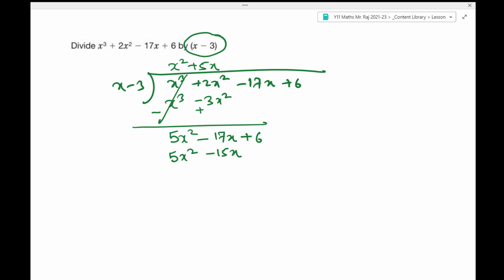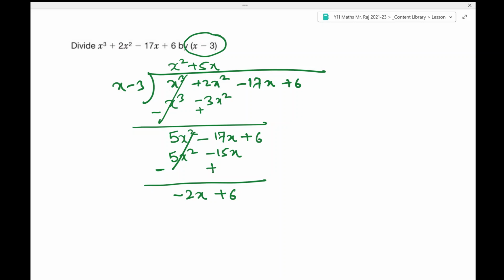Is that fine so far? Again, I will be subtracting. When you are subtracting, you are basically multiplying 5x squared minus 15x by negative 1. So this will give you negative 5x squared, and this negative times negative will become positive. Is this part clear? So 5x squared minus 5x squared is 0. Negative 17x plus 15x will give us negative 2x, and here I will have plus 6.